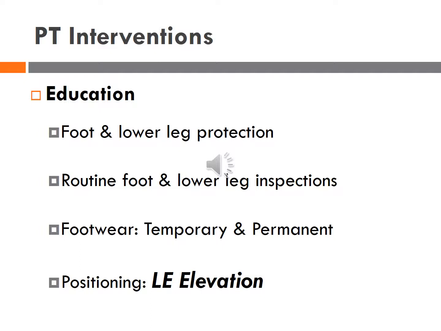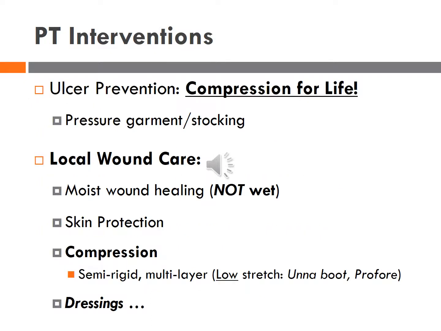And then also positioning. Because the hallmark of venous insufficiency wounds is poor venous return blood flow and pooling, related to swelling and edema in the legs, you always want to educate your patients on the importance of lower extremity elevation. Ulcer prevention is a crucial component to PT intervention in dealing with patients who have venous insufficiency and venous ulcers.